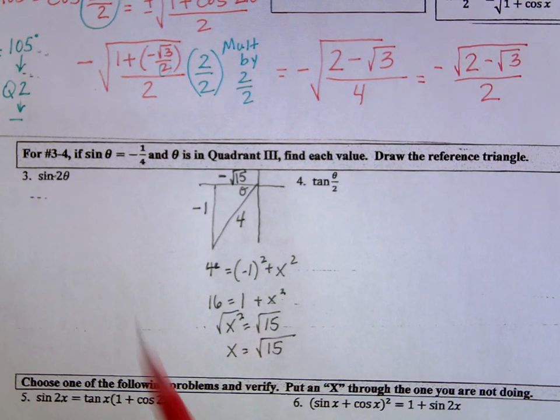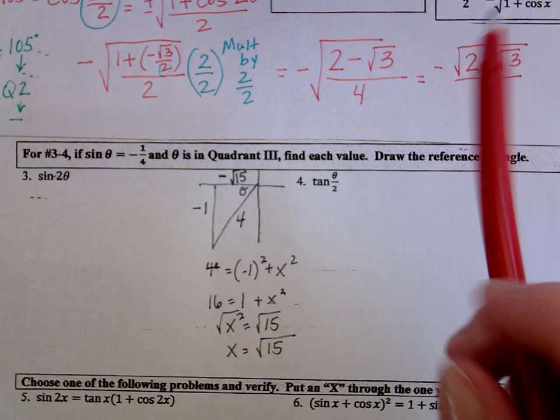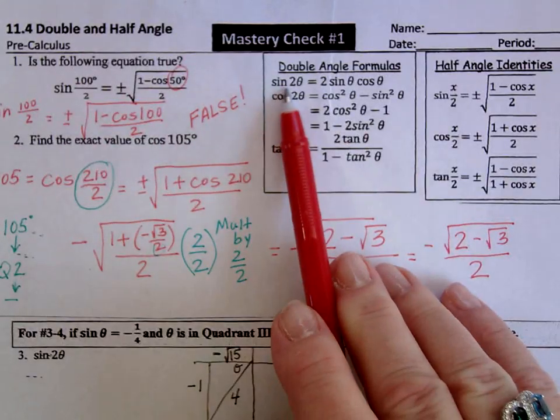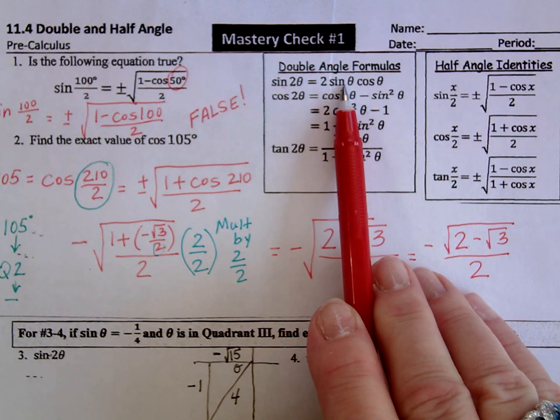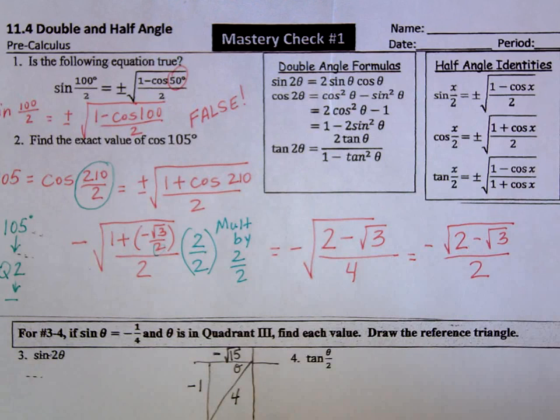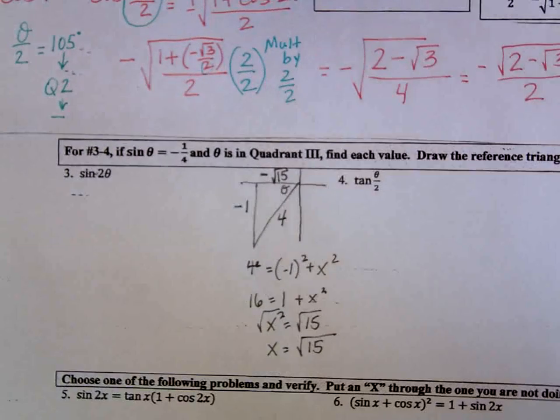They want the sine of 2 theta, so I go to my rules at the top of the page. I have one choice. Yay, one choice. So I just put in my values. So sine of 2 times theta, sine of 2 theta.